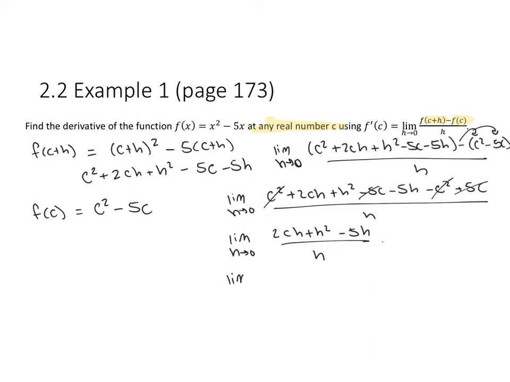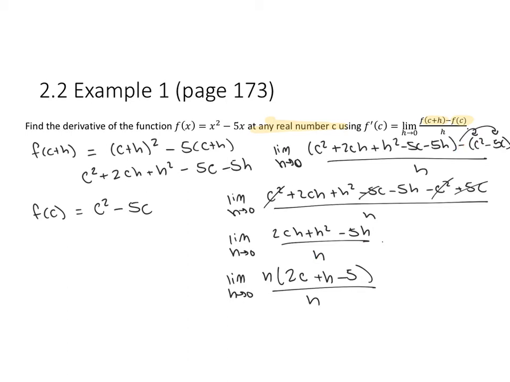So we have the limit as h goes to 0 of h times 2c plus h minus 5 all over h. This is a hint. Whenever you do this type of problem, you always have to be able to factor the h out. Otherwise, we're going to get an indeterminate term of 0 over 0. So if I get to this point and I haven't been able to factor an h out so that I can cancel my denominator, I probably made a mistake.